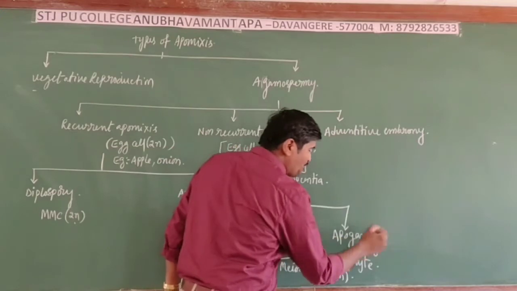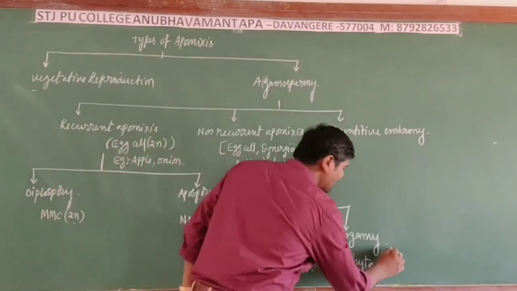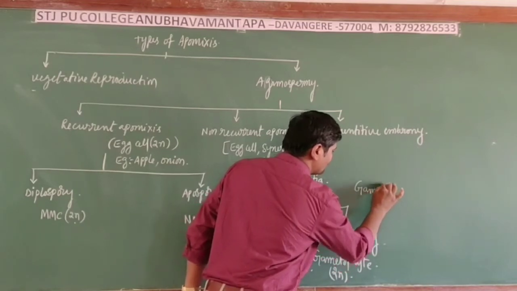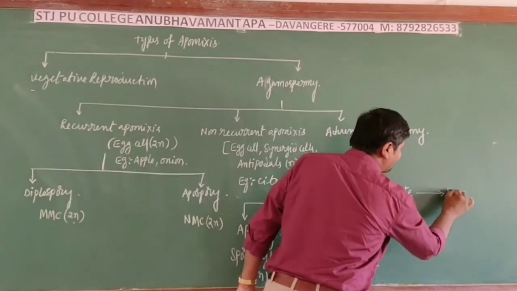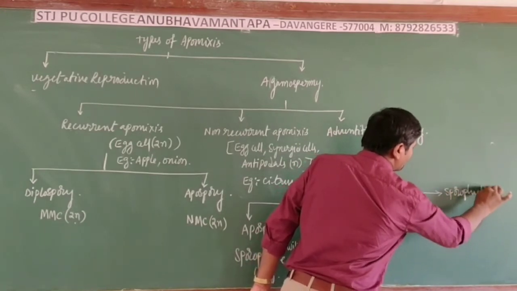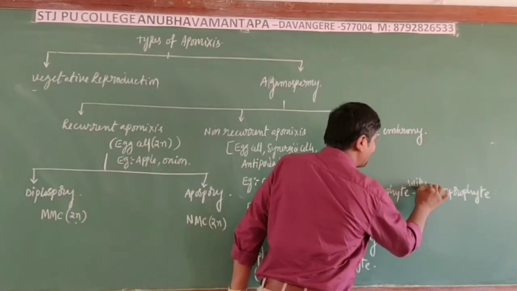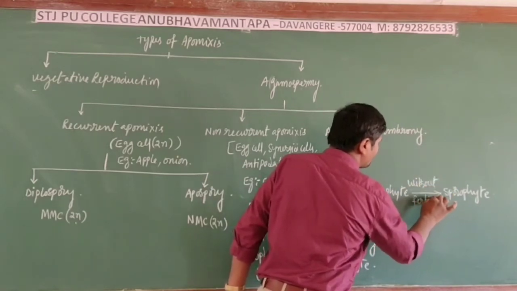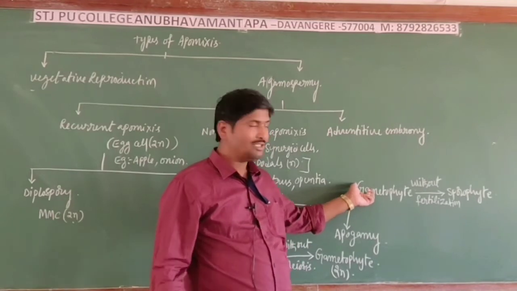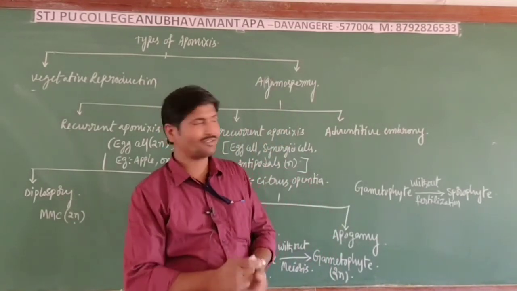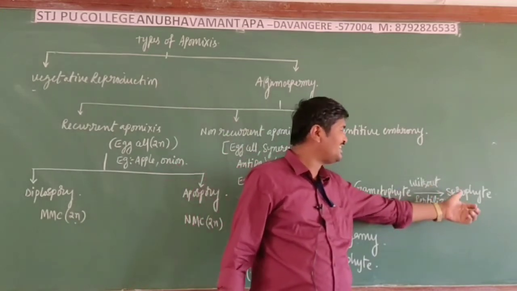Next one, what is apogamy? Apogamy means failure of the fusion of male and female gametes. That's why the gametophyte directly gives rise to the sporophyte without fertilization, that is, without fusion of male and female gametes. What is the main function of the gametophyte? The production of male and female gametes. Here the male and female gametes are not involved in fertilization, so the gametophyte directly gives rise to the sporophyte.